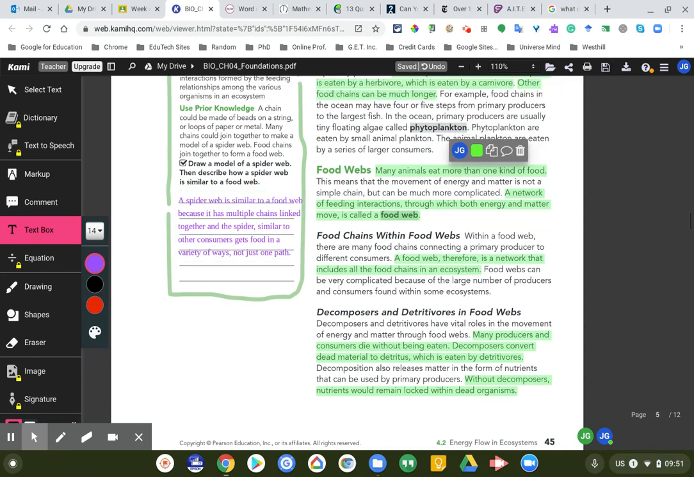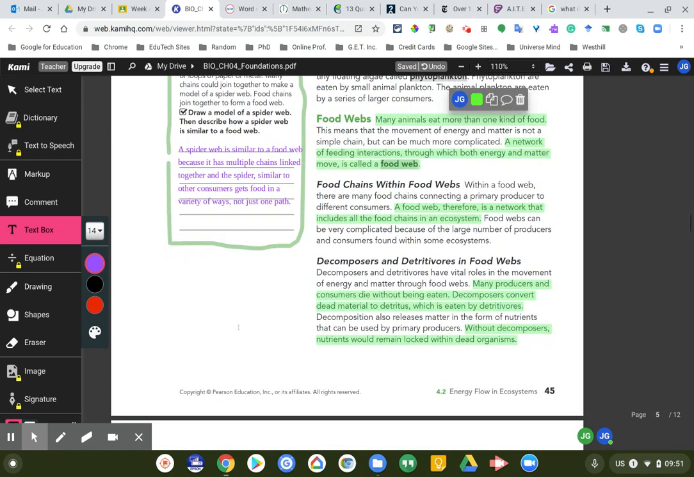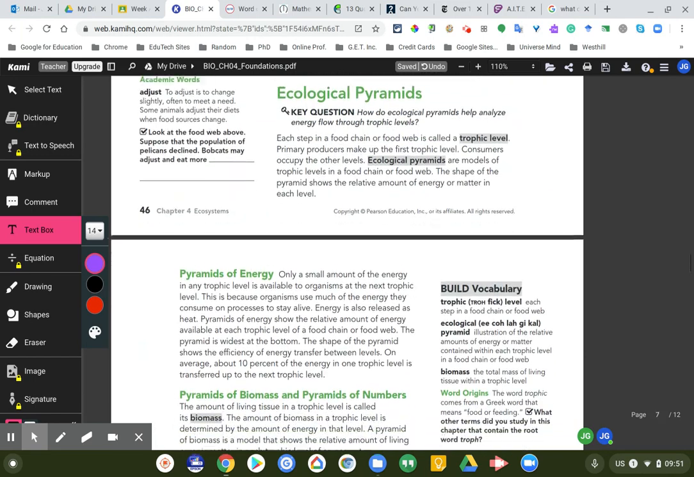Okay, cool. All right, so a spider web is similar to a food web because it has multiple chains linked together, and the spider, similar to other consumers, gets food in a variety of ways, not just one path. It's pretty nice. That's not bad.